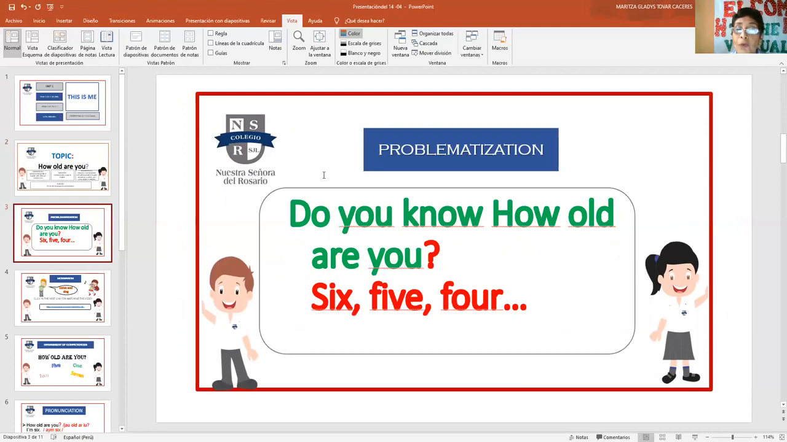We have problematization. We have to get the students to begin to see what the topic is about. The students will give a range of ideas because they are going to see the numbers here. The numbers say 6, 5, 4, and the question says, how old are you? The students will have to inquire what the topic is about.